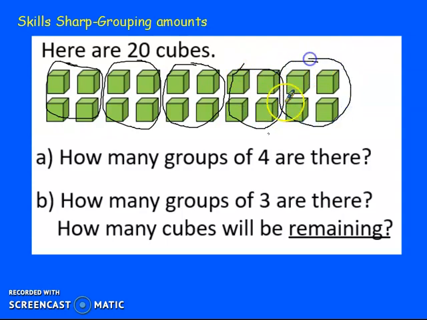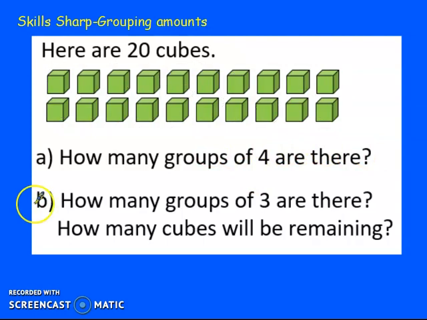Fantastic. So how many groups have we made? 1, 2, 3, 4, and 5. There are 5 groups of 4 in 20 cubes. So let me refresh this page. How many groups of 3 are there? How many cubes will be remaining? Now remaining means left over. So how many will there be that won't make up a group of 3? So let's have a count.